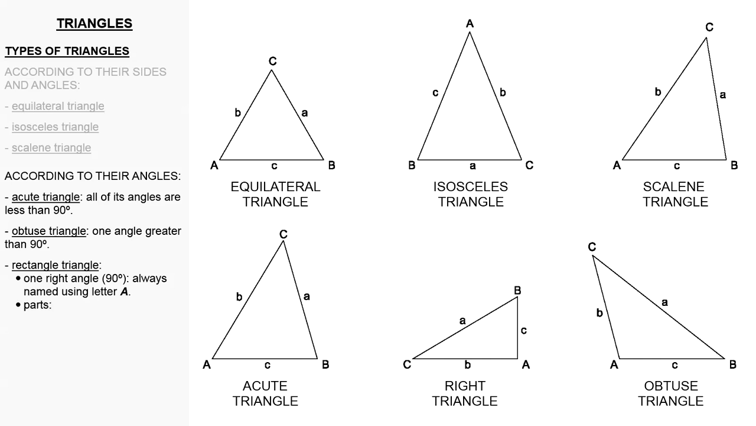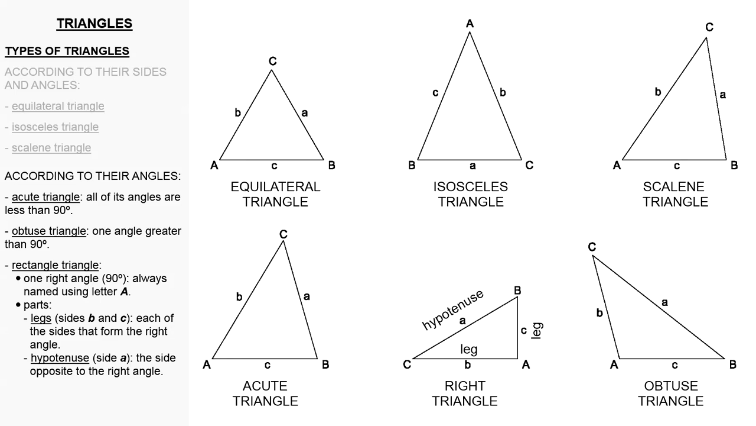Let us point out the elements of a right triangle. The sides that form the right angle are called legs, and the side that is opposite to the right angle is called hypotenuse. Let us also see the criteria for naming the elements of any right triangle.